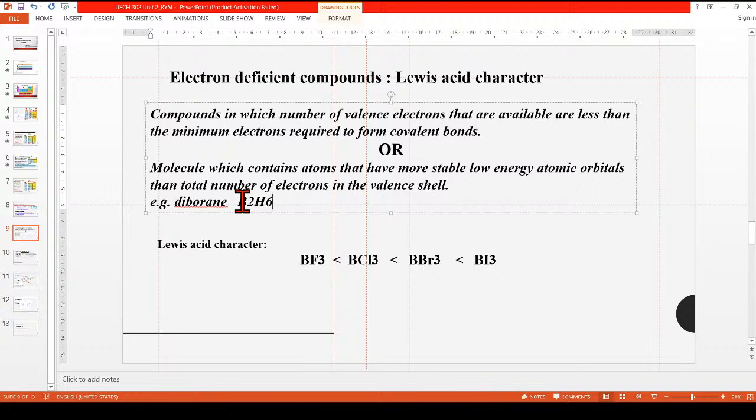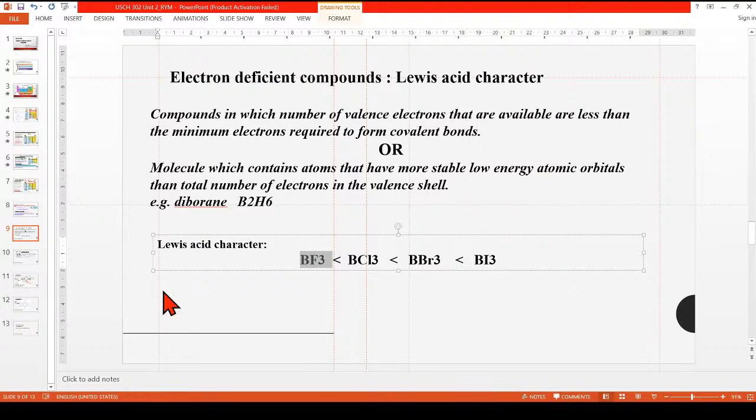And if we see Lewis acid character of boron family halides. बोरॉन फैमिली हेलाइड्स मतलब क्या? बोरॉन हेलाइड्स, BF3, बोरॉन ट्राइक्लोराइड, बोरॉन ट्राइब्रोमाइड, बोरॉन ट्राई आयोडाइड. So if you see Lewis acid character, BF3 is weaker acid than BI3. The reason you are knowing.